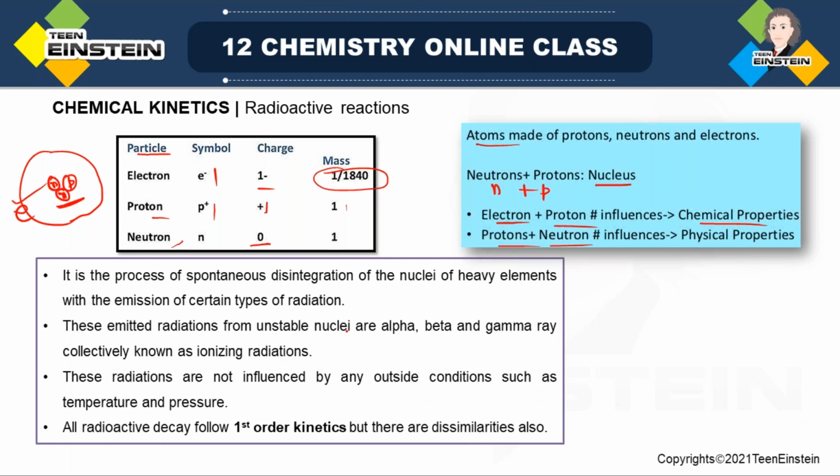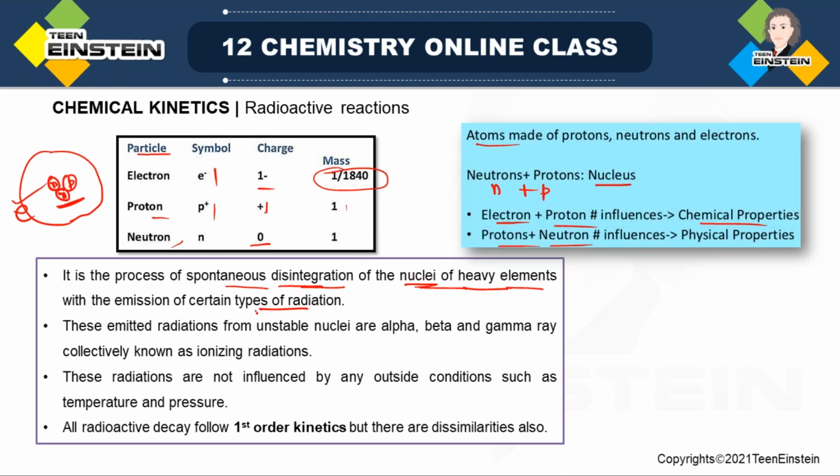So radioactivity is actually the process of spontaneous disintegration of the nuclei of heavy elements. Now, in which case are radioactive reactions possible? Remember, it is for heavy elements, not the usual elements that we involve in chemical reactions. It is only for heavy elements, and in this type of reaction there is also emission of certain types of radiation. So disintegration means there will be some decay of the nuclei. Nuclei means where neutrons and protons are present.